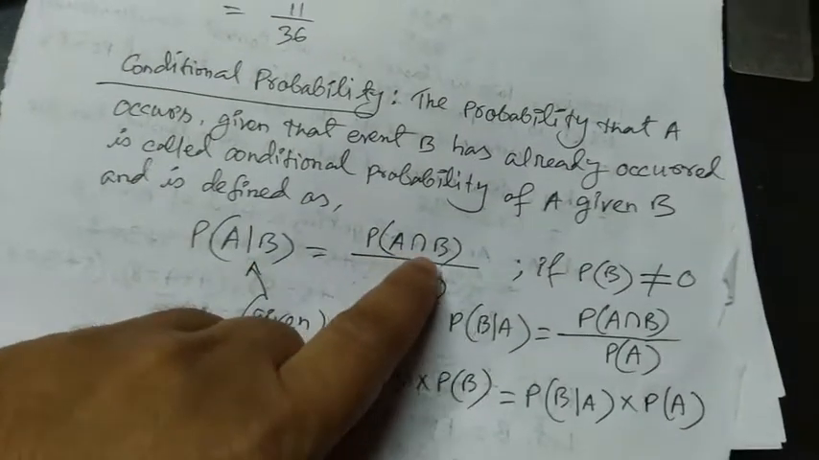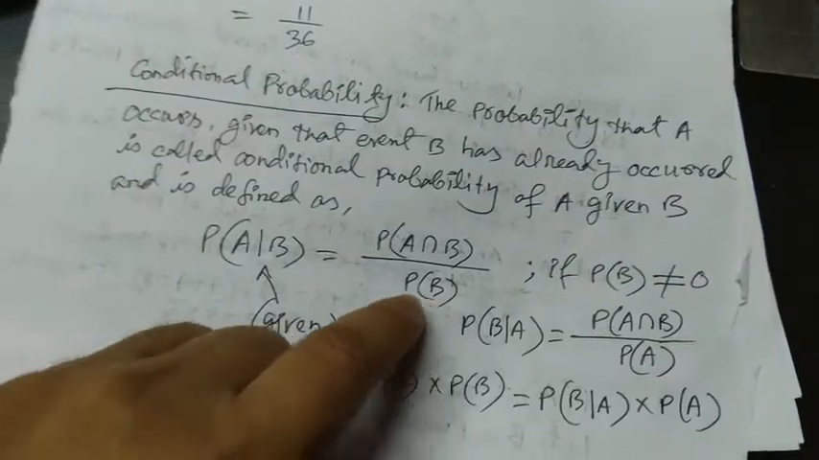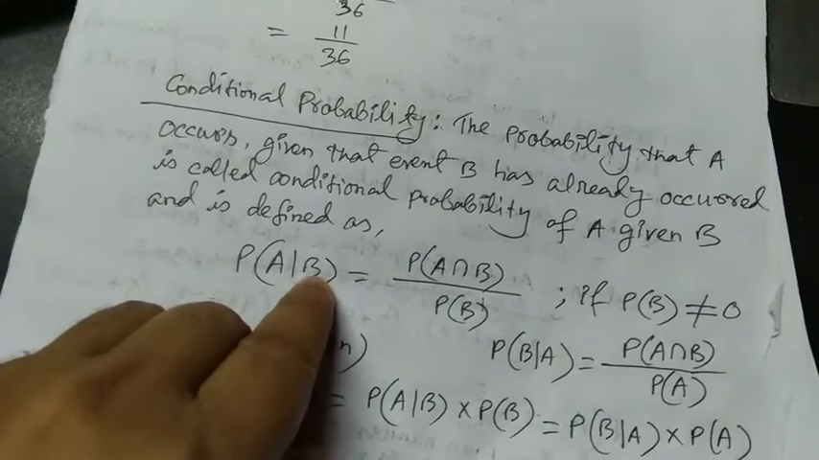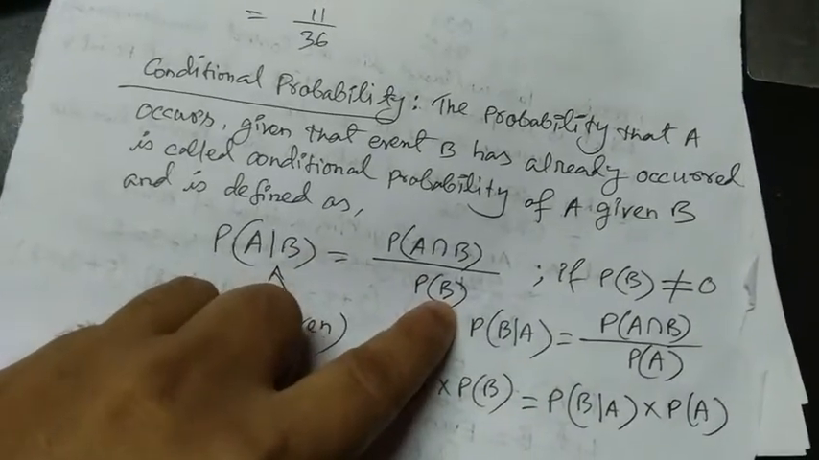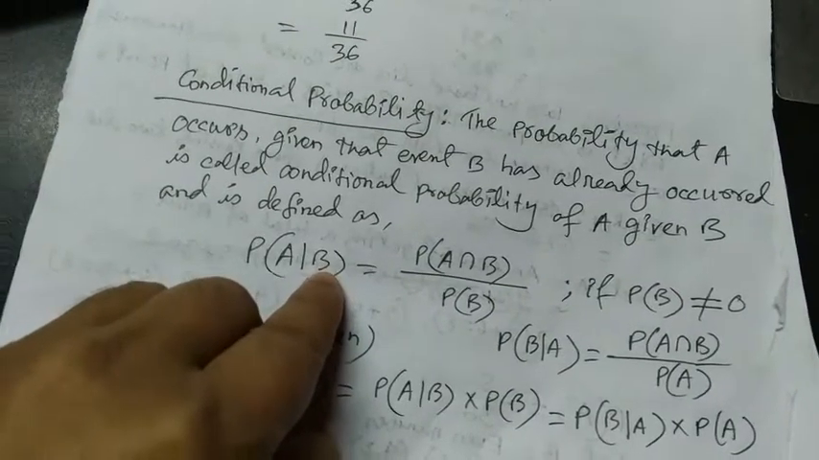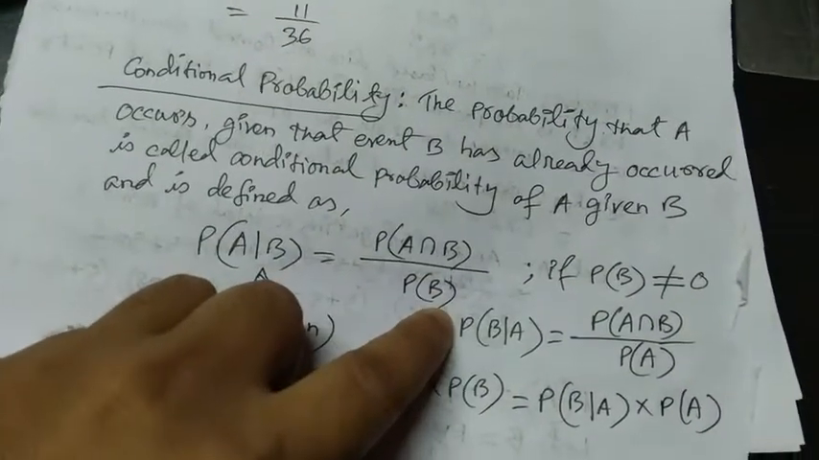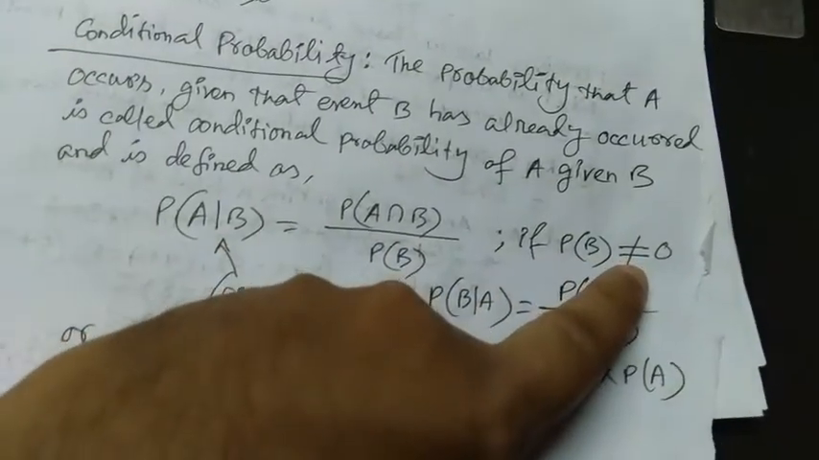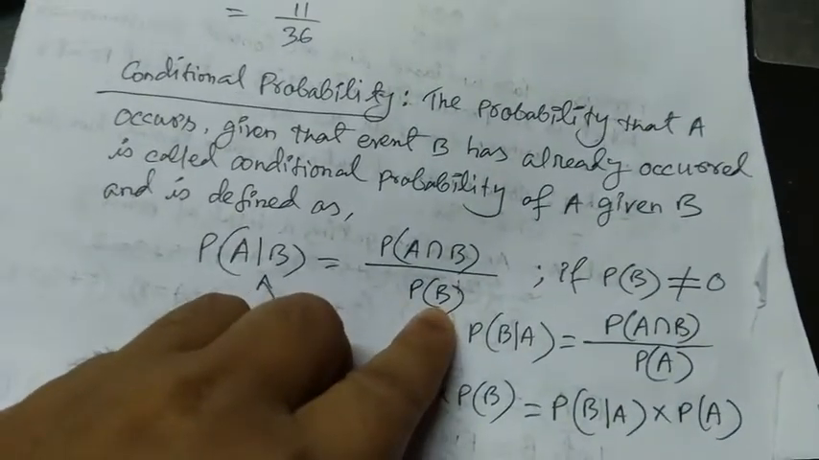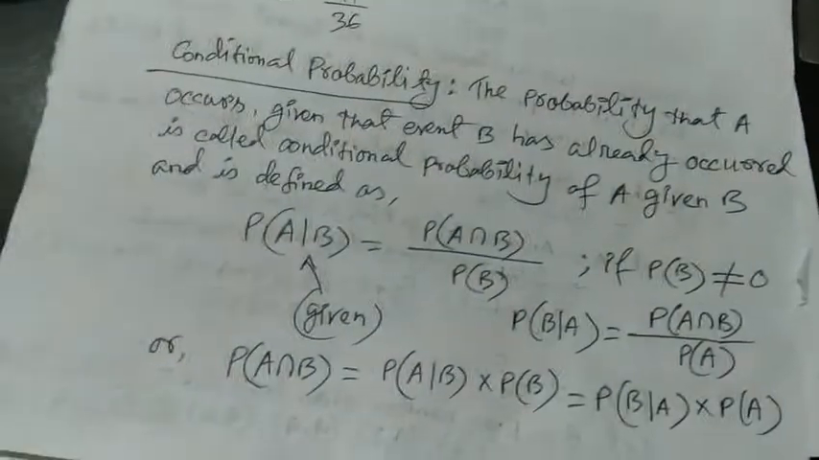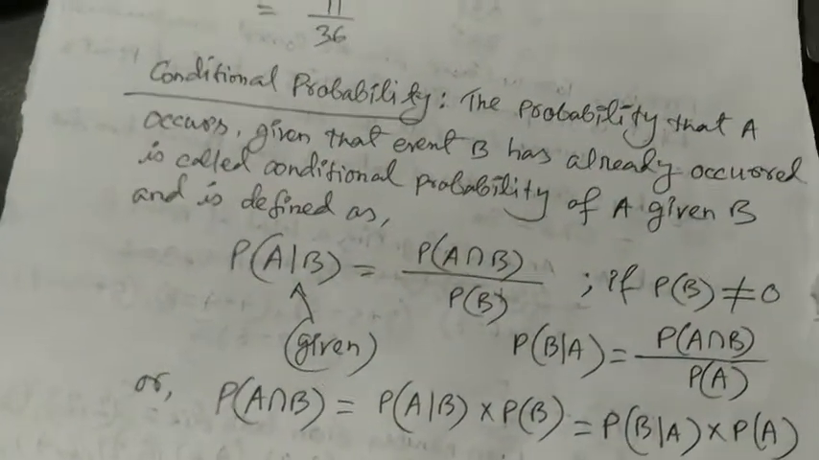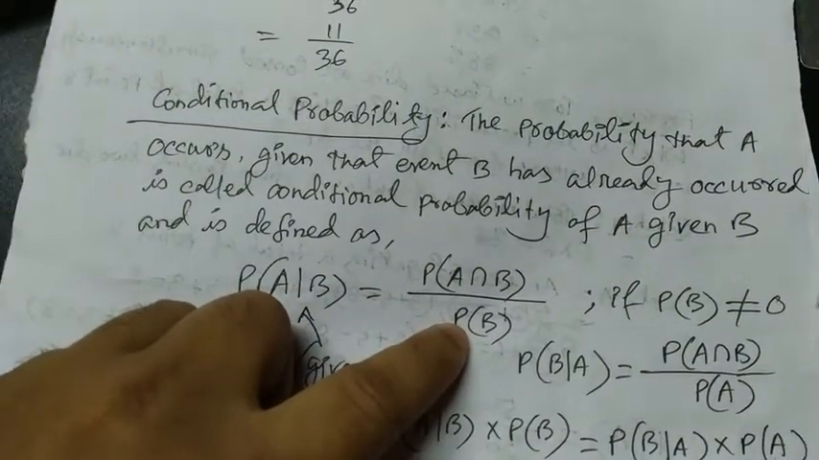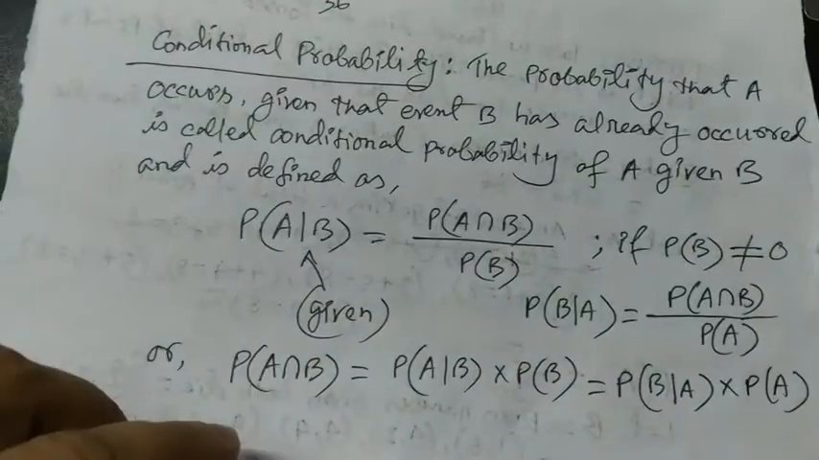That means probability of A intersection B divided by, in the denominator we will always have the given part. So that means probability of B. And this formula only will work if probability of B is not equal to 0. That means probability of B cannot be 0. If probability of B is 0, then this formula will not work, because we will get infinity or undefined.